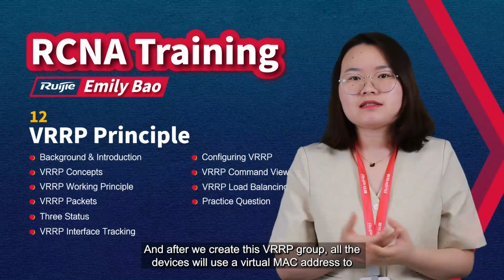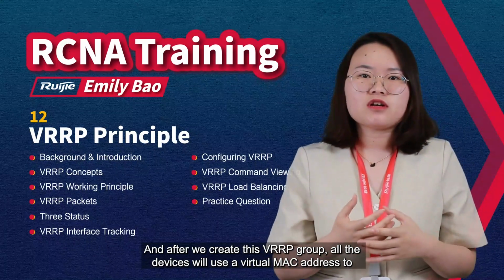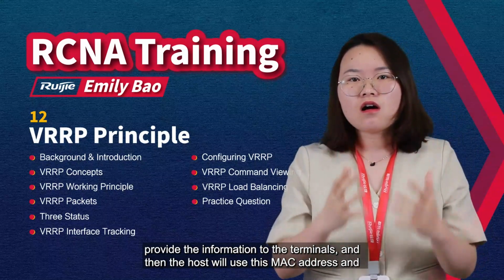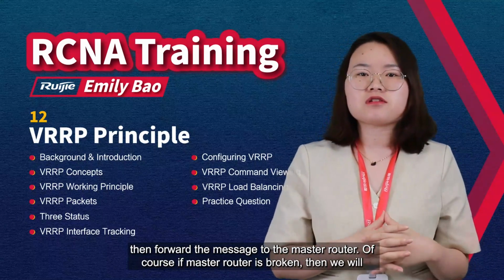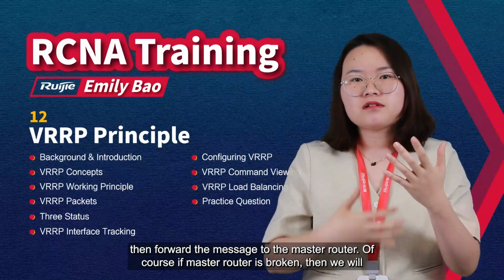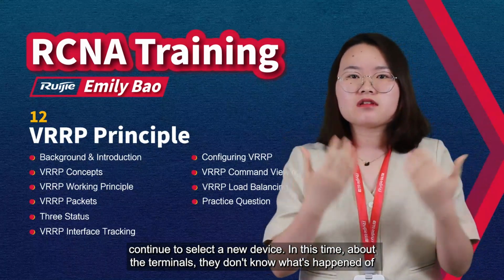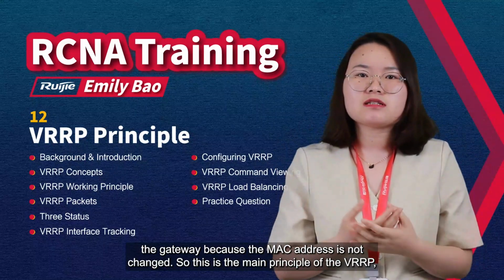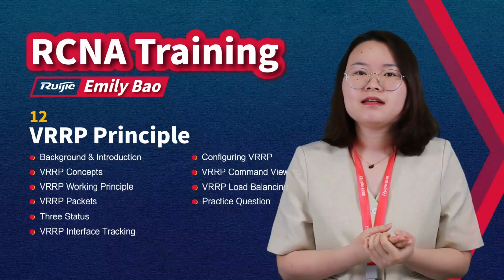And after we create this VRRP group, all the devices will use a virtual MAC address to provide this information to the terminals. And then the host will use this MAC address and forward the message to the master router. Of course, if the master router is broken, then we will select a new device. At this time, the terminals don't know what happened to our gateway because the MAC address is not changed. So this is the main principle of the VRRP.